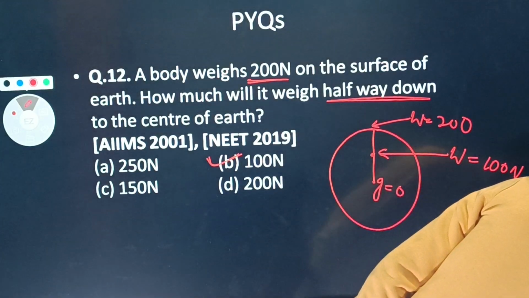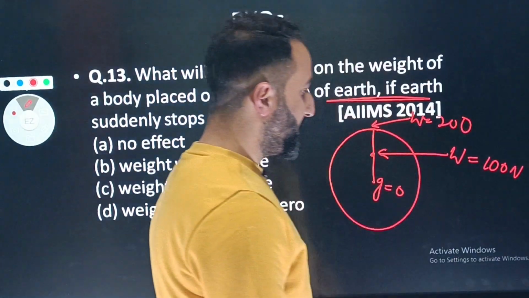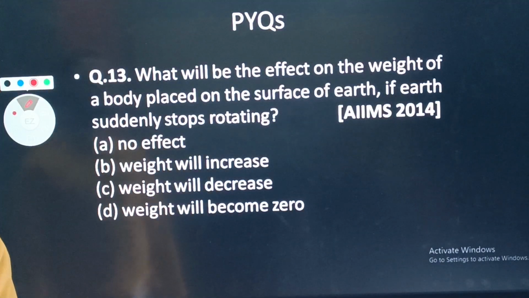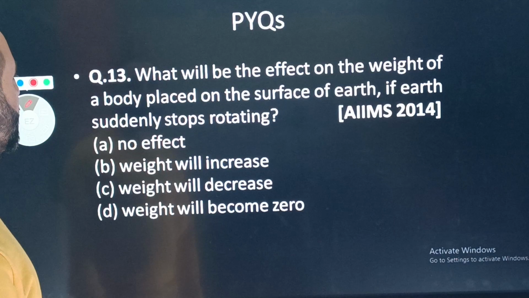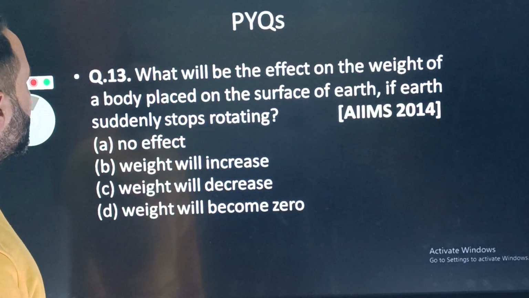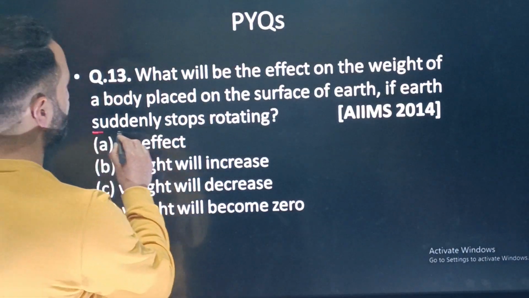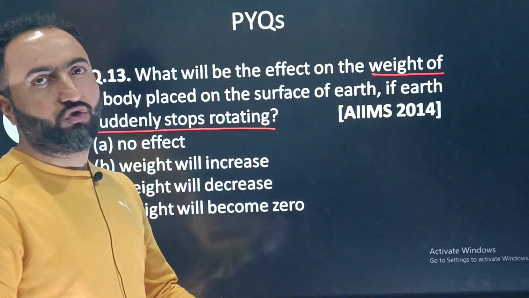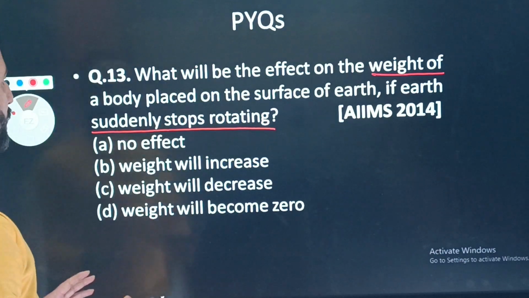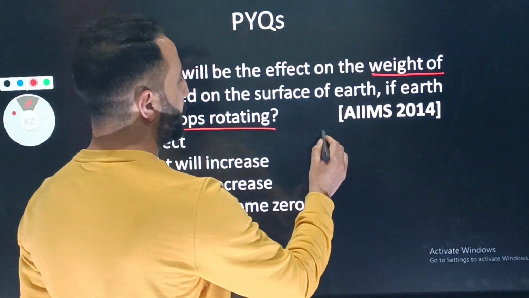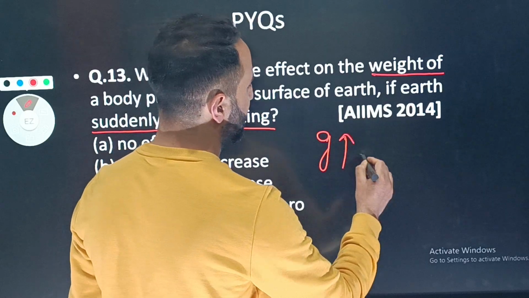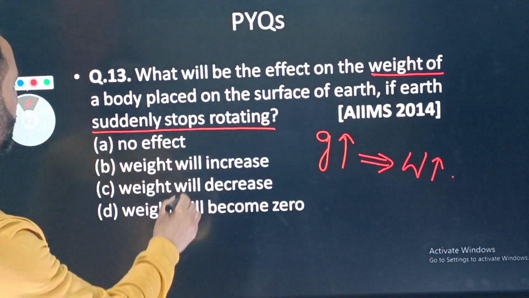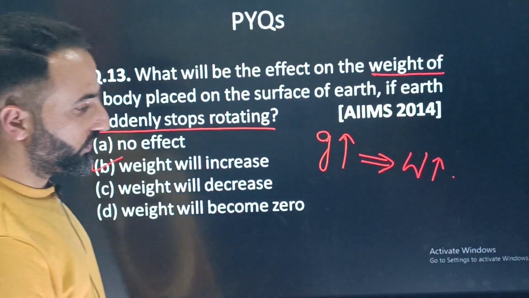Let's switch to another example. Example number 13. Pay attention here. What will be the effect on the weight of a body placed on the surface of Earth if Earth suddenly stops rotating? If it stops rotating, what will happen to the weight of the object? If you have mass, then no effect will be there. But here it is weight. So when the rotation stops, acceleration due to gravity will increase, so the weight of the object will increase. Simply, the B part is the answer.